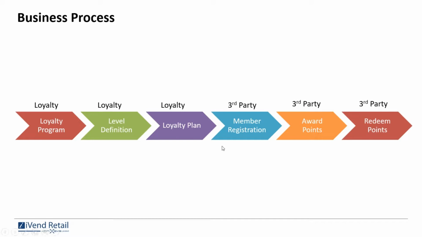Okay, so I say here member registration will be done in the third-party system. The points will also be handled with the third-party system, because the sale transaction will be done in the third-party system, and it will be integrated with the iVend Loyalty, and loyalty will calculate the point and return it back to the third-party system, and redeem also on the third-party system. They will do the redemption, and they send the information to the Loyalty Standalone to update the point. Yeah, so that is the process, and we have member registration and point redemption.